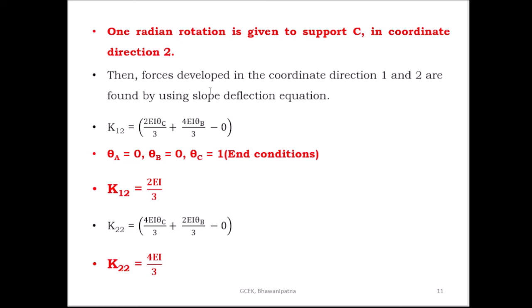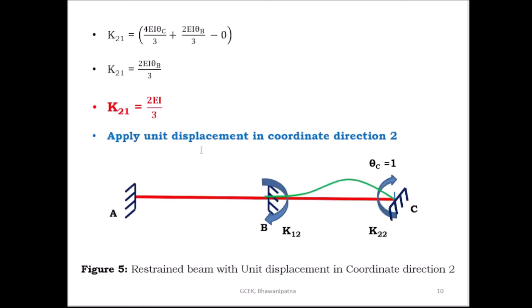Then the forces developed in the coordinate direction 1 and 2 are found by using the slope deflection equations. So here find out what is the force developed at coordinate 1 due to unit displacement at coordinate 2. So here K12 is equal to 4 EI theta B by L plus 2 EI theta C by L.